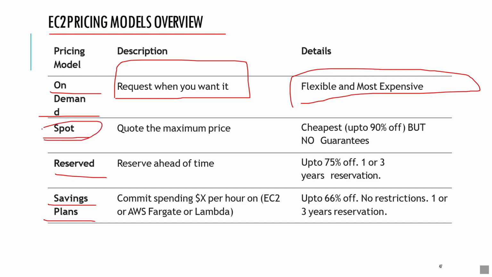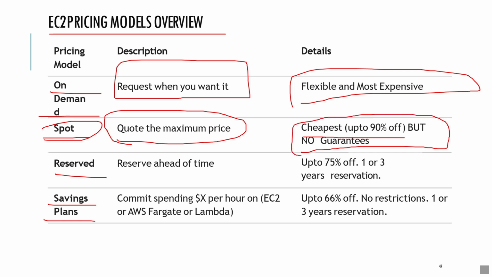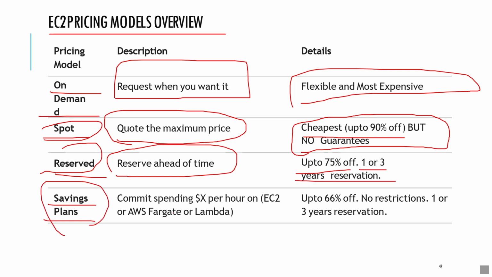And the second one is the spot. We need to bid the maximum price. So we get around 90% off, but there is no guarantee that even if we bid the maximum price, we may not get the EC2 instance. And the third one is the reserved. We need to reserve ahead of time so that we may get around 75% off if we take a 1 or 3 year reservation. The last one is the savings plan.